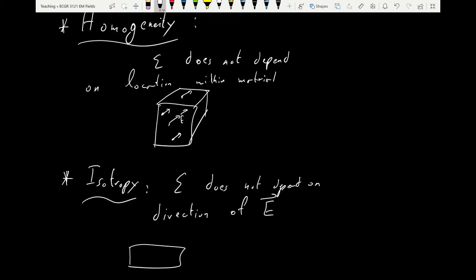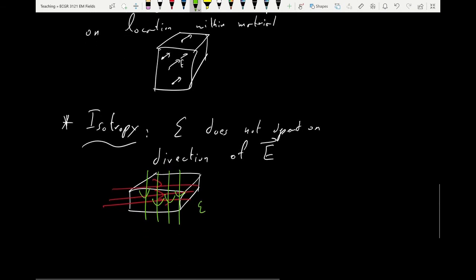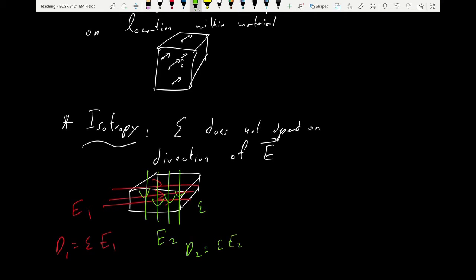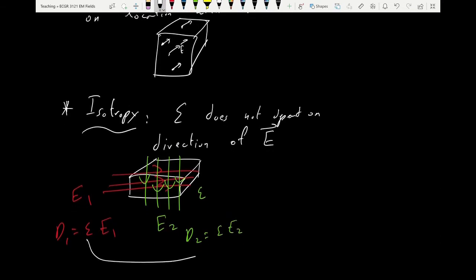Meaning if I have some slab of material, it doesn't matter if I apply the electric field in this direction or in this direction, right? I will get the same epsilon. The relationship between D and E will be the same. Let's say this is E1 and this is E2, then D1 equals epsilon E1 and D2 equals epsilon E2, and those two epsilons will be the same, right?